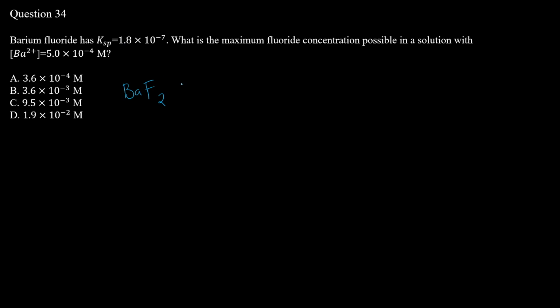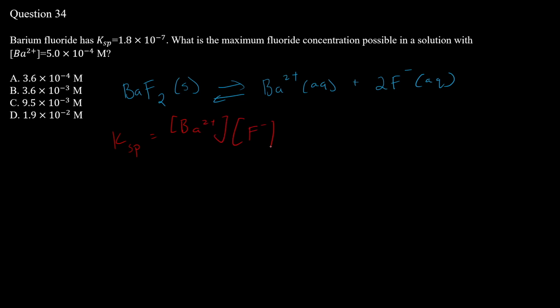BaF2, and if we're dealing with the Ksp, we're dealing with this equation here, which should be an equilibrium, where your solid is breaking up into ions. So you have your barium 2 plus aqueous, and then you have 2 of your fluoride ions, which are also aqueous. So if you wrote the Ksp expression for this, I'll do that in a different color. Your Ksp is equal to the concentration of your barium 2 plus times the concentration of your fluoride ion squared. And all of this is equal to 1.8 times 10 to the minus 7.